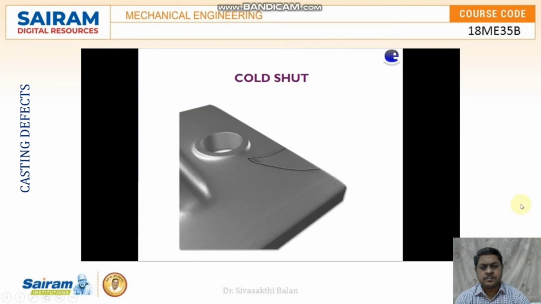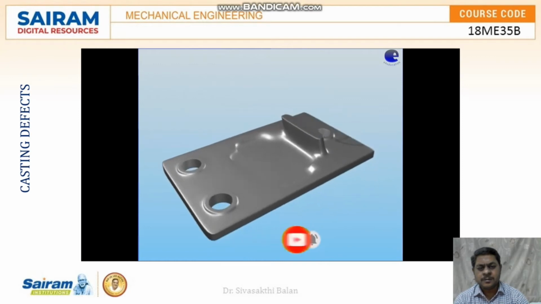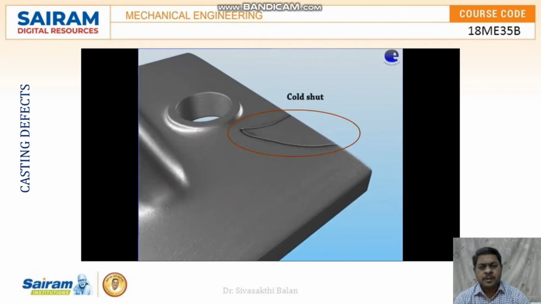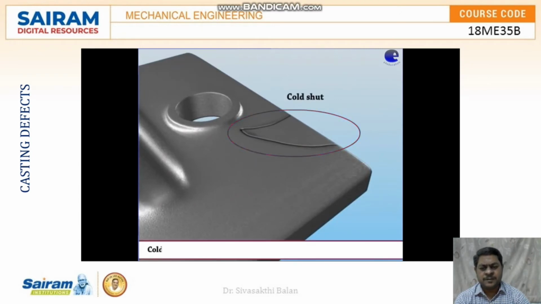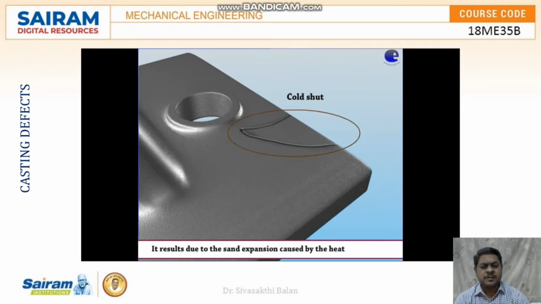Cold shut. This is the workpiece, and you can observe the cold shut defects. It is a V depression that occurs in the surface of flat casting. It results due to the sand expansion caused by the heat of the metal.